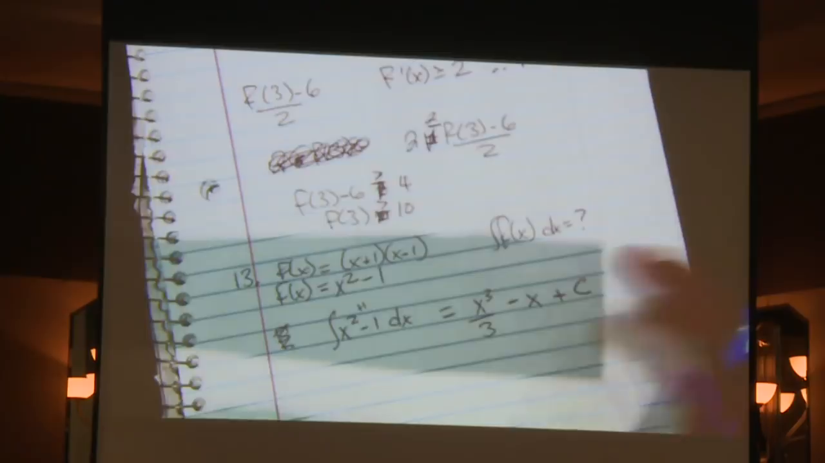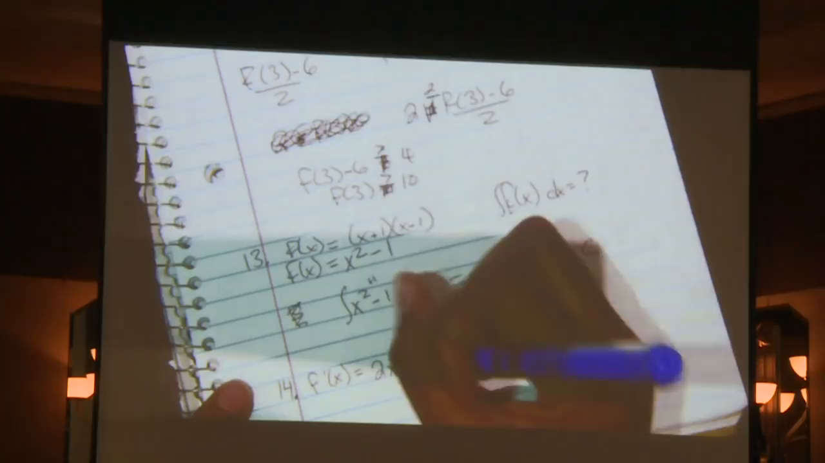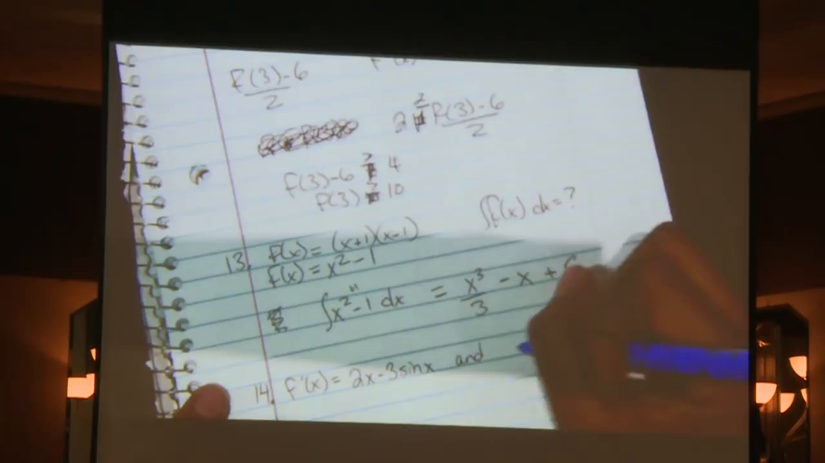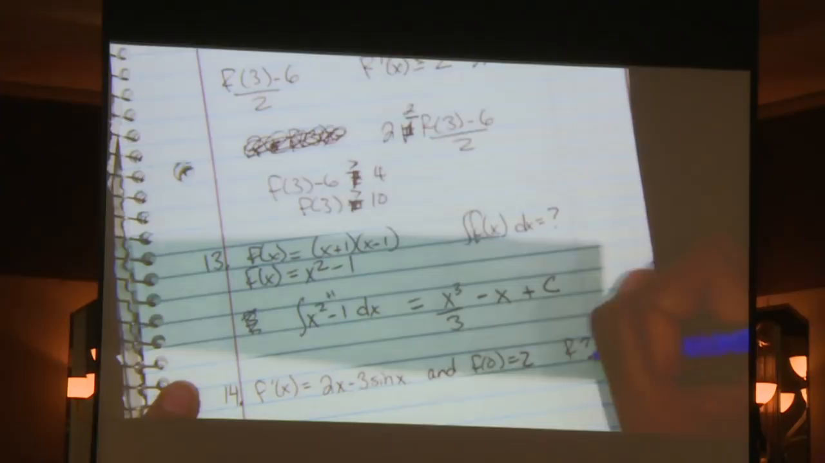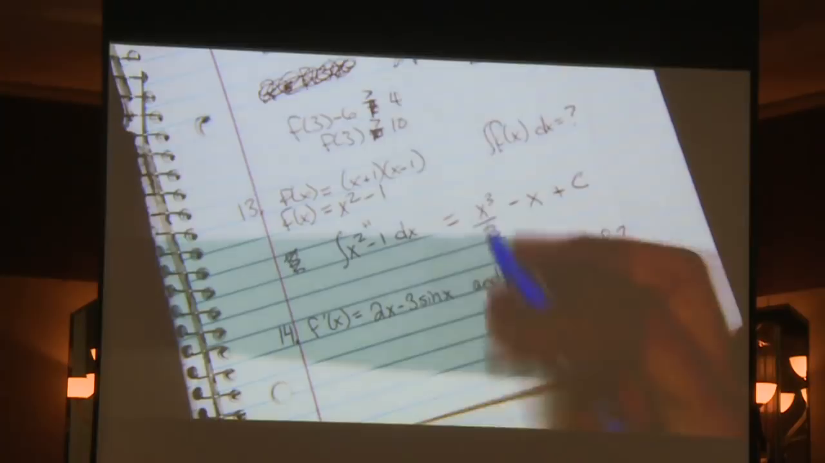All right, 14. Find f. If f prime of x equals 2x minus 3 sine x and f of 0 equals 2. So this one, we want to find our original function. I'll explain that as we go. So once we find our original function, to get back to that, we know we have to take the integral of this equation. So it looks like this.